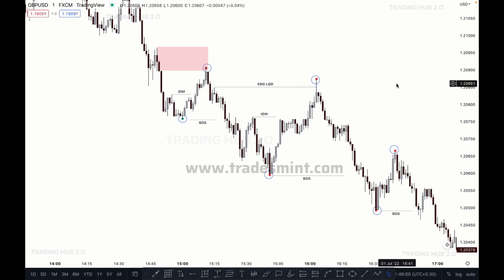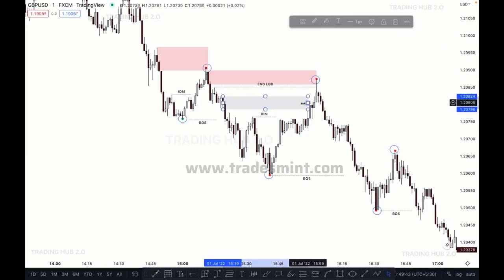So remember one thing: inducement is a 50-50% probability setup, and engineering liquidity is a high probability setup, because once the market breaks this high, which is actually here, that means momentum has shifted from bearish to bullish, right. And if you take a trade based on the inducement, this is a 50-50% chance of the probability going in your direction and maybe against you.